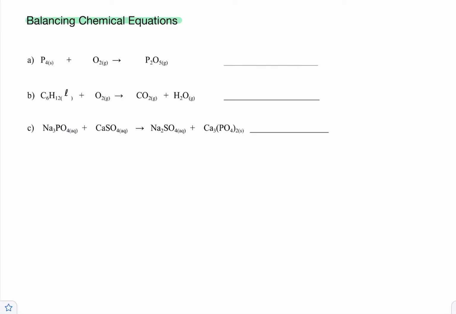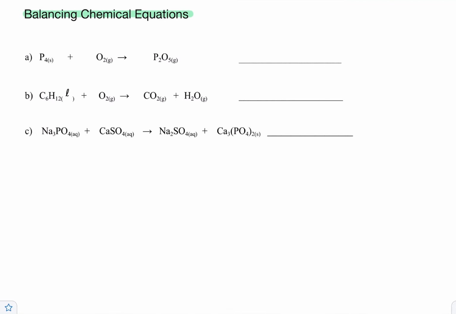Hey guys, today we're going to take a look at balancing chemical equations. So I have chosen 3 equations for us to go through. They each are a little bit different from each other. So to start off, when balancing chemical equations, we need a method to use.